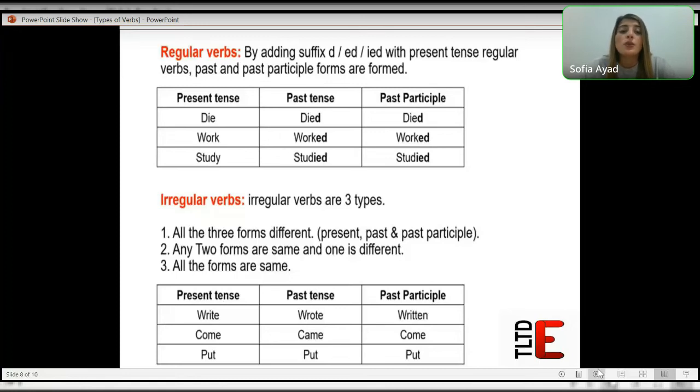Study here ends with y, so we will change the y to i and we will put ed. So it will be studied in the past tense and studied in the past participle.